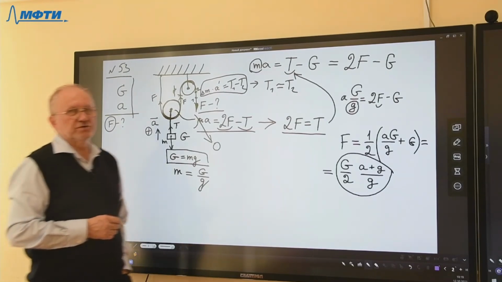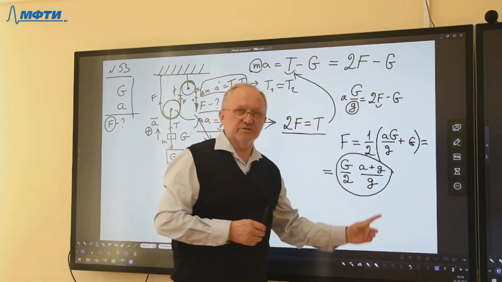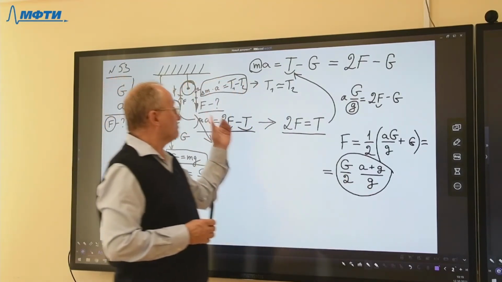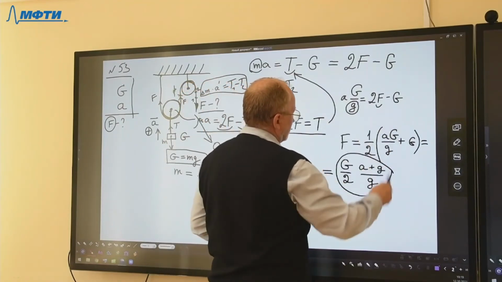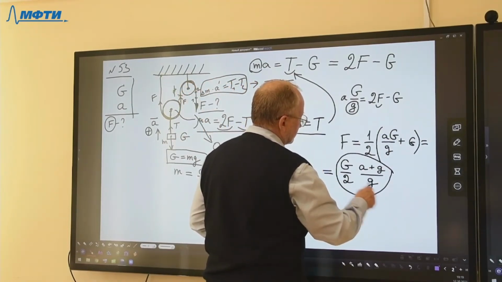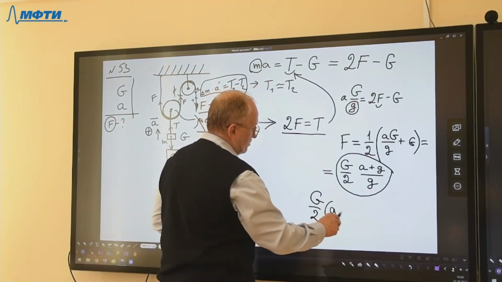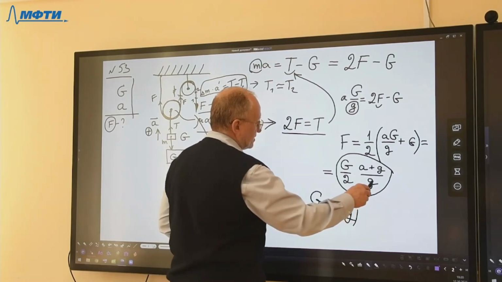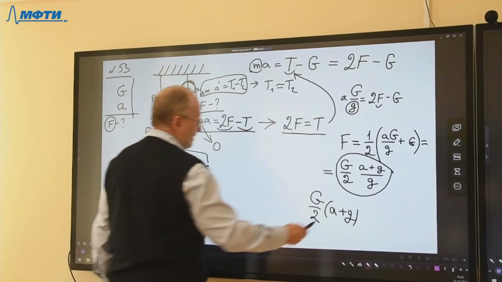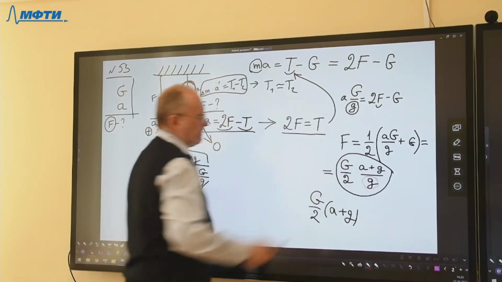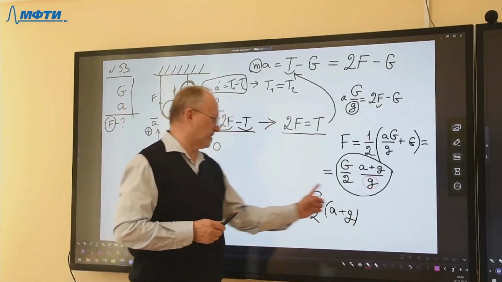This is a good example of how to find mistakes in your solution, by the way. You could have made a mistake somewhere. For example, we could have missed something. We could have missed this character, and we could have obtained g over 2a plus g, for example. We could have missed this quantity, and then we could have obtained such an answer.